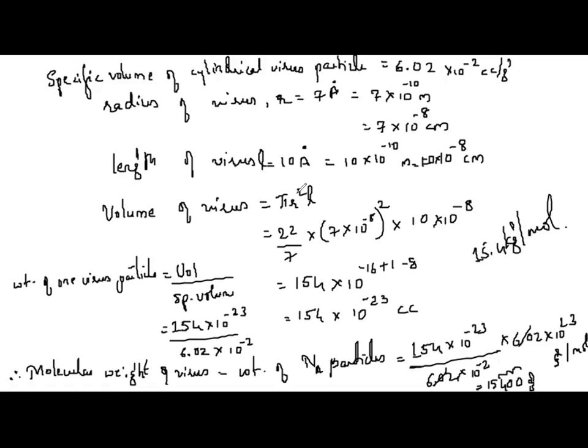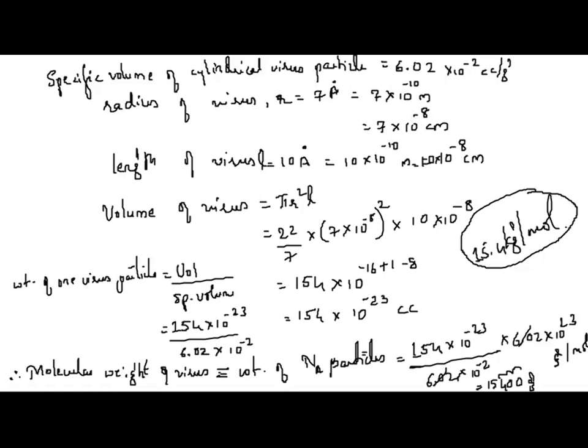So what is the formula for weight of one virus particle? It is volume by specific volume. Volume we have found out, specific volume is given 6.02 into 10 raised to minus 2. By that we get the weight of one particle. But they have asked the molecular weight of the virus. The molecular weight of the virus will be the weight of Avogadro number of particles. So weight into Avogadro number, we'll get the answer 15.4 kg per mole.